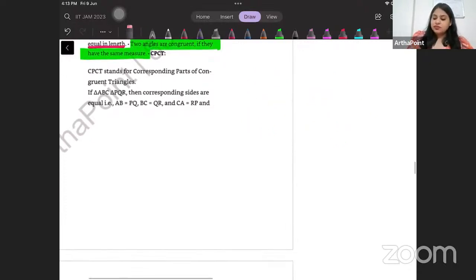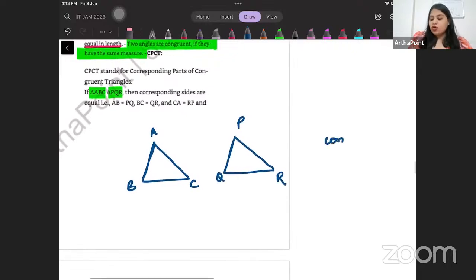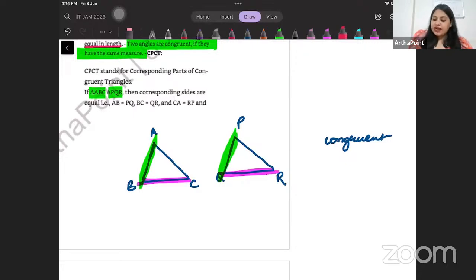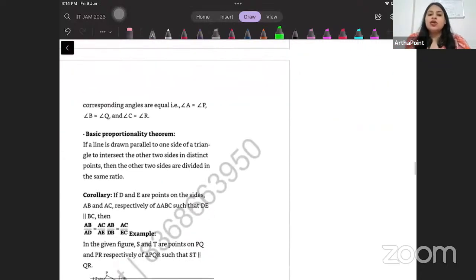Let's say that triangles ABC and PQR are congruent. That means they have the same size and shape. Congruent will mean that AB should be equal to PQ, BC should be equal to QR, and CA should be equal to RP. These corresponding parts of the congruent triangles should be equal to each other.